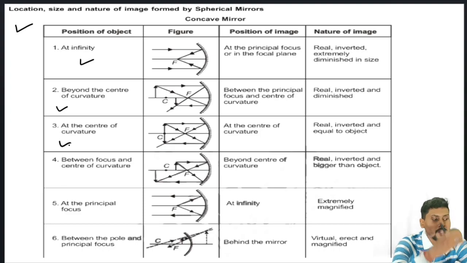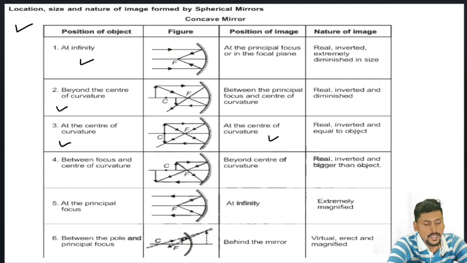Next, if the object lies at the center of curvature, at C of a concave mirror, then the image will also be formed at the center of curvature. The image will be real, inverted and same size as the object. Then the object height and image height will be the same. So when the object lies at center of curvature, image is formed at center of curvature, the image will be real, inverted and the size of image will be equal to the size of object.